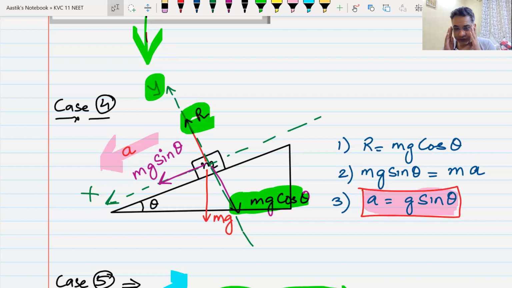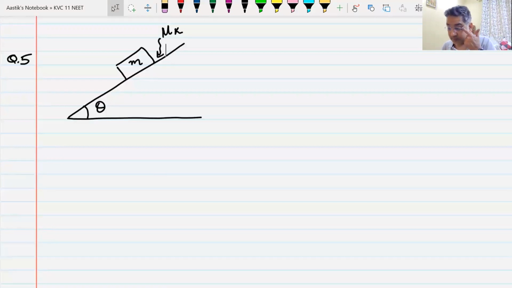Have you written the notes of everything that I've given you? So I hope this case number 4 would be in your notebooks. Yes or no? Okay. So now comes the case where the floor is not rough, but it has friction, and the value of the coefficient of kinetic friction is given as mu k. Now you have to give me the answer.